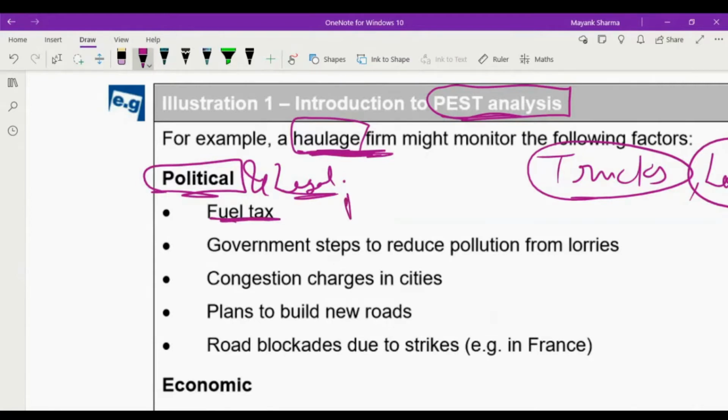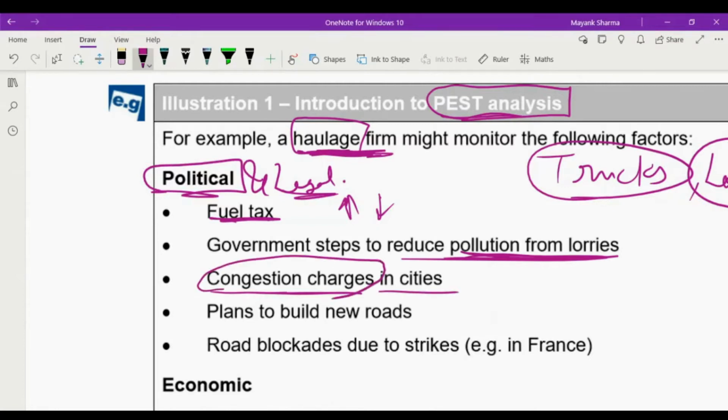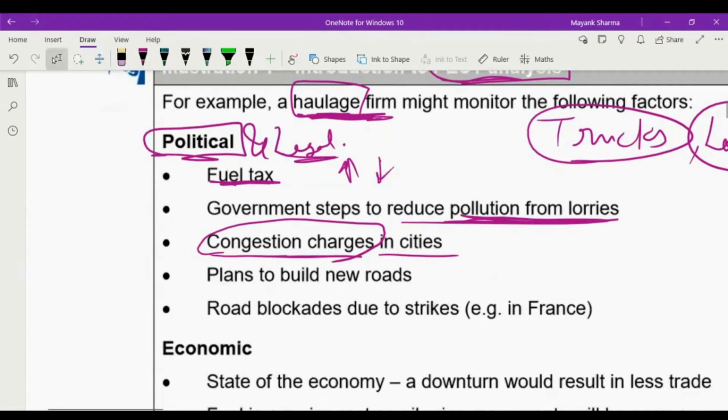If the fuel taxes are increased or decreased, these will impact the business for sure. Yes, government steps to reduce pollution. If government is taking huge steps for reducing pollution, especially from lorries, then it will be a trouble for the business. It can impact the business. Yes, congestion charges. Congestion charges are charged in case of traffic jams happening because of huge vehicles. So if these are charged in cities, then those congestion charges will again form part of the cost.